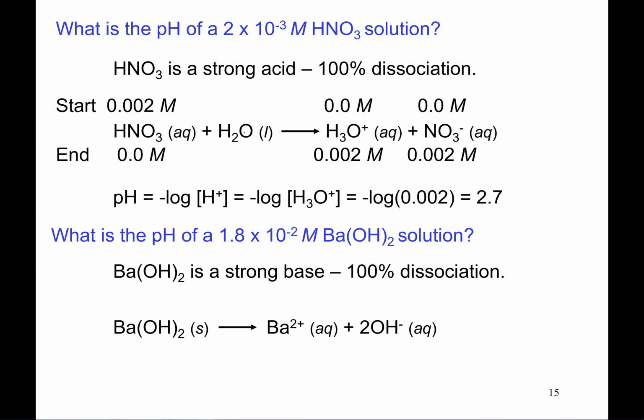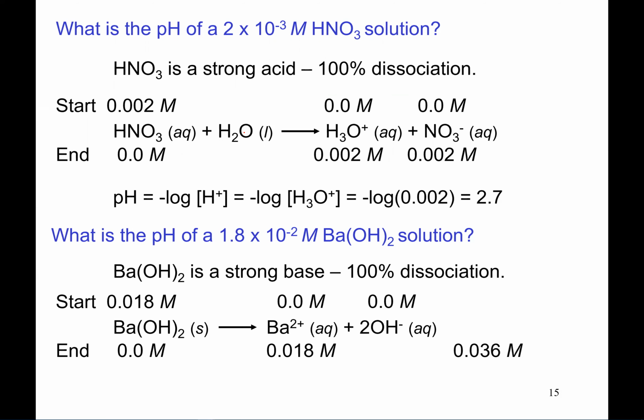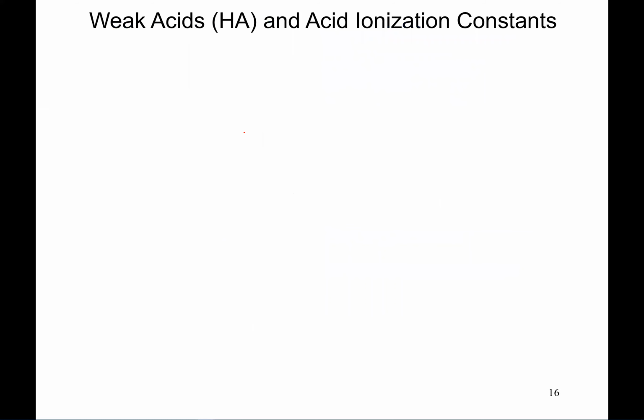What is the pH of a 1.8 times 10 to the minus 2 molar barium hydroxide solution? That's a strong base, also 100% dissociation. You can then calculate that the same way, and you get that.